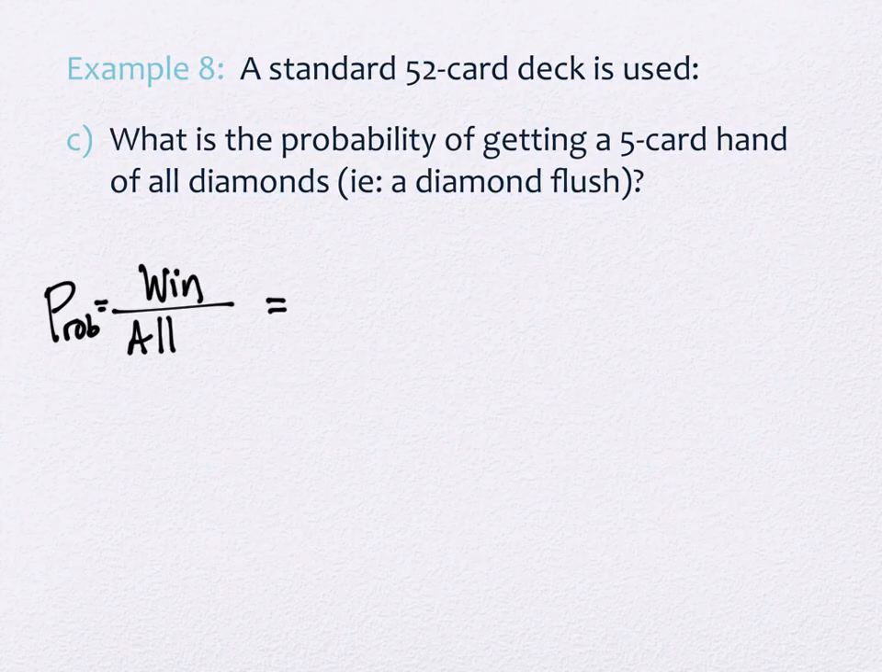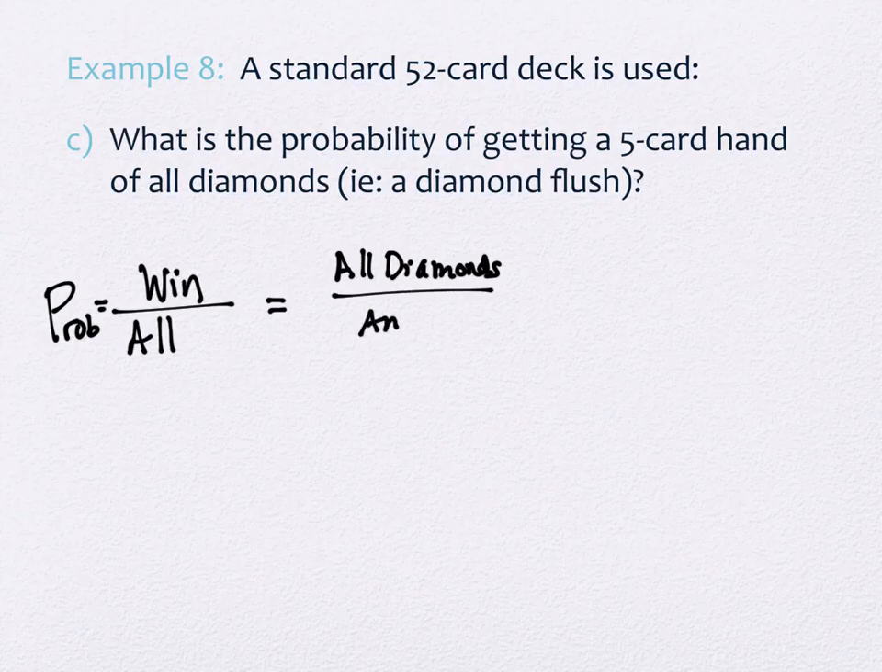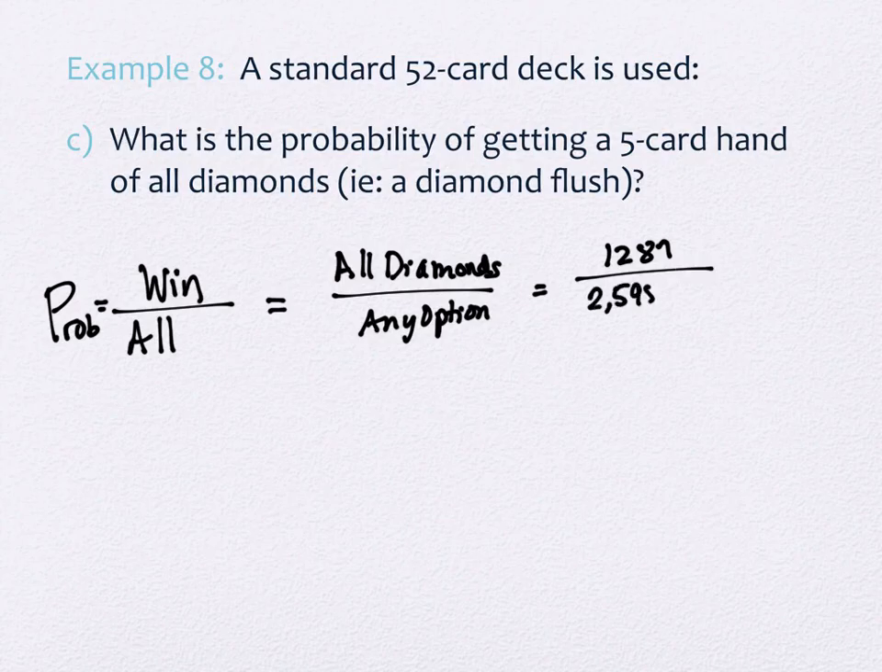Well, in this case, this means we get all diamonds on top. And this is any option on bottom. Well, that's what we just did on parts A and B. All diamonds was part B. That was the 1,287 option. Anything happening was the 2,598,960.